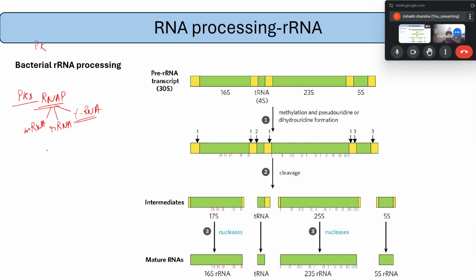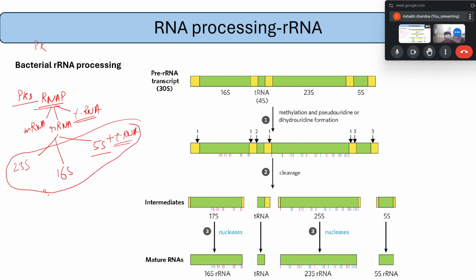Okay, and in case of rRNA, we have three kinds of rRNA present in the prokaryotic system. That is 23S, 16S, and 5S. Okay, so these three RNAs, along with the tRNA, are produced as a single rRNA precursor that is 30S in size. So this is a pre-rRNA transcript that is 30S in size.